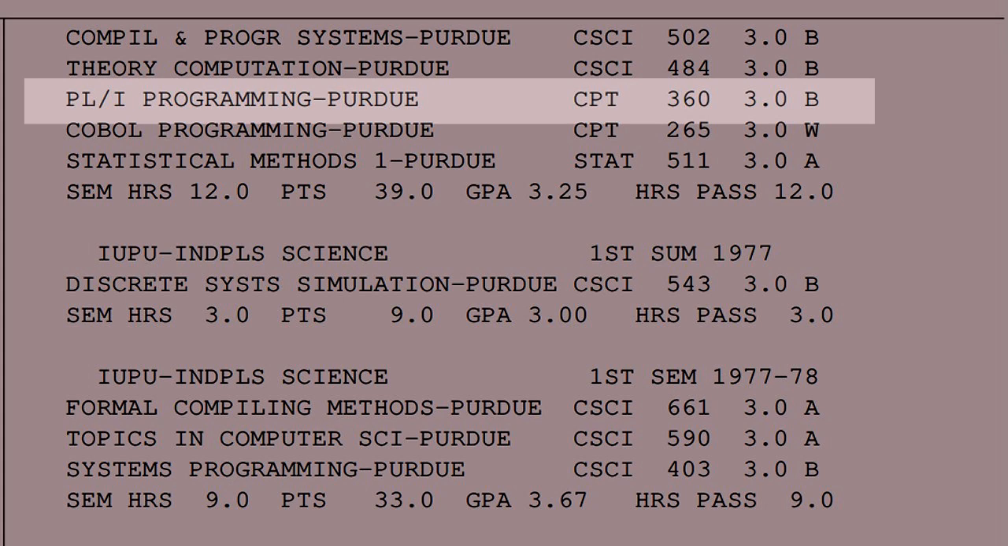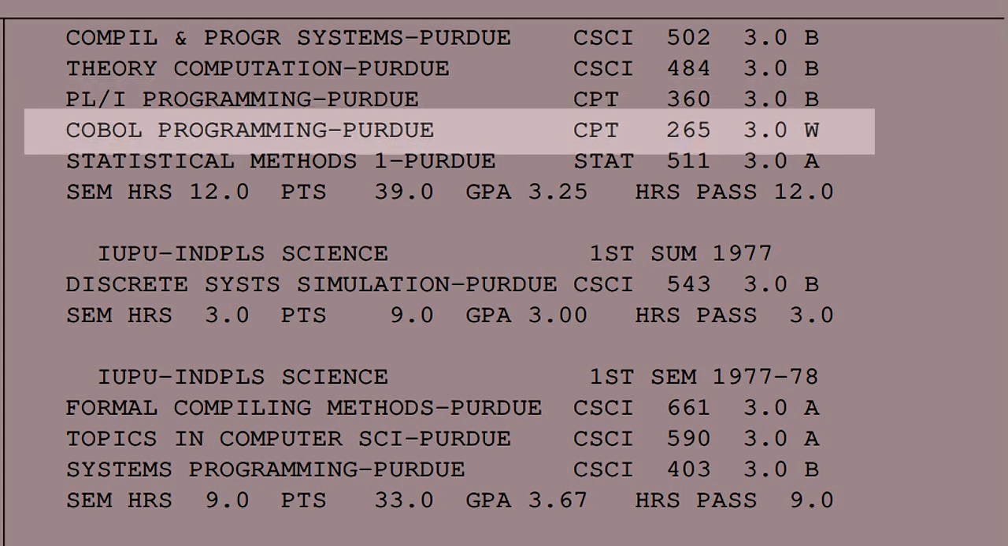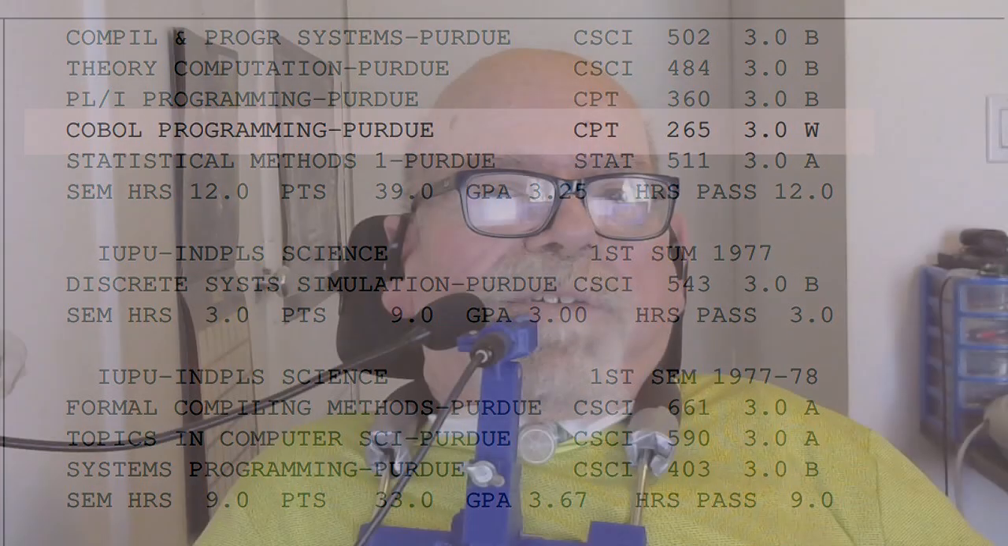I got a B in the PL1 class, but much to my shock, my transcript says I withdrew from the COBOL class. I didn't remember doing that, but it explains why I don't remember much about the class if I quit partway through. I had thought that the physics class I dropped was the only one I ever quit.